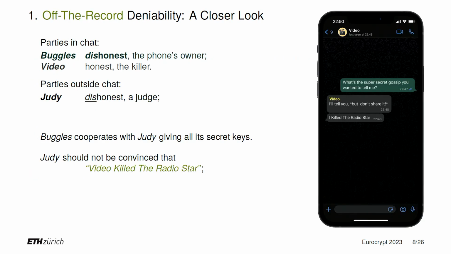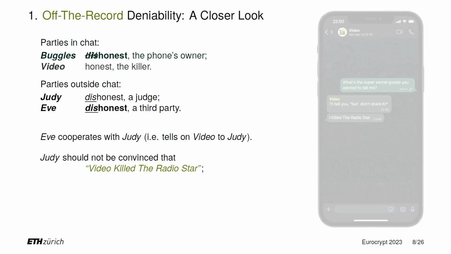Okay, so let's have, again, another look at this off-the-record deniability. I was telling you that Buggles was dishonest and was trying to convince Judy that Video sent this message. But it could also be that Buggles is honest and that there is some other party, imagine Eve, who just looked over Buggles' phone and saw a message from Video saying that it killed the radio star. We want that in any way, Judy will not be convinced that Video killed the radio star, regardless of whether it's just Eve cooperating with Judy or if Buggles is also cooperating with Judy.